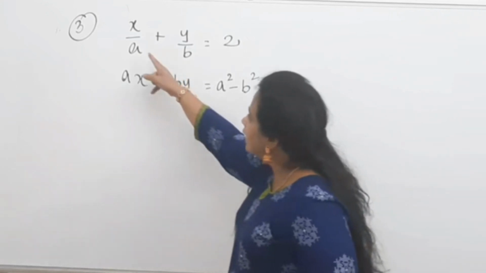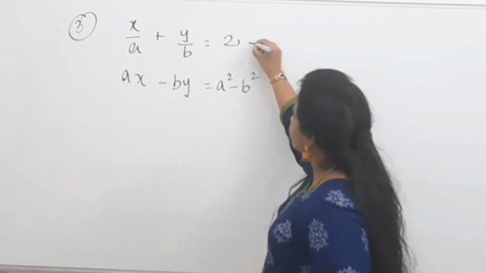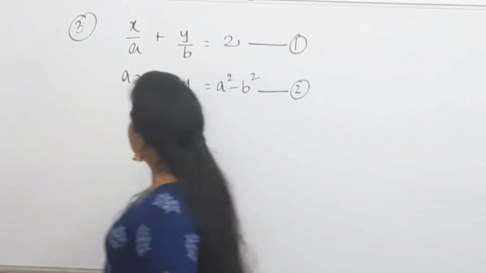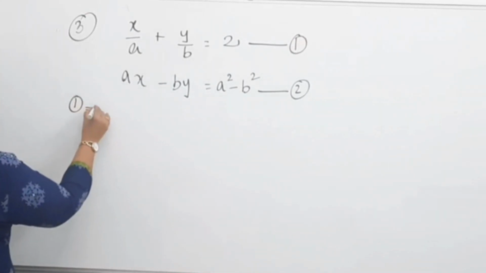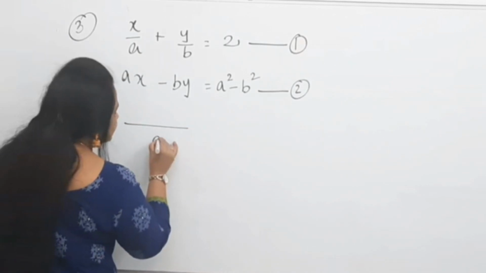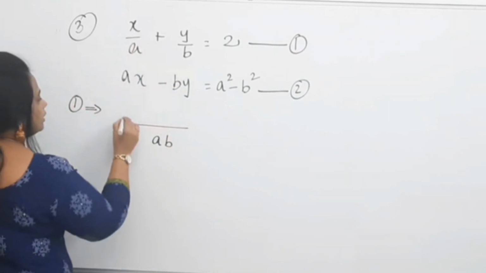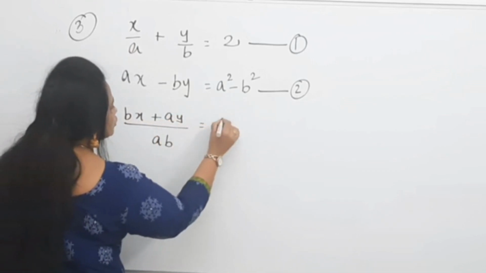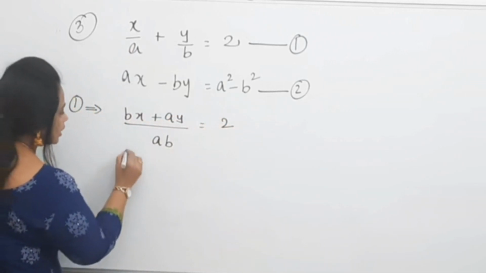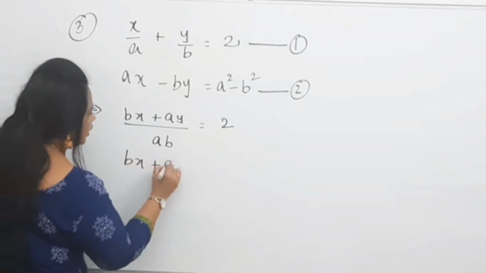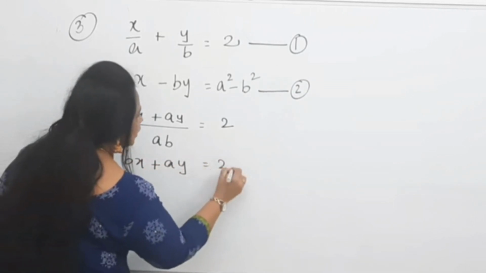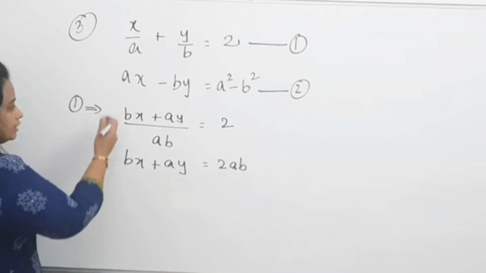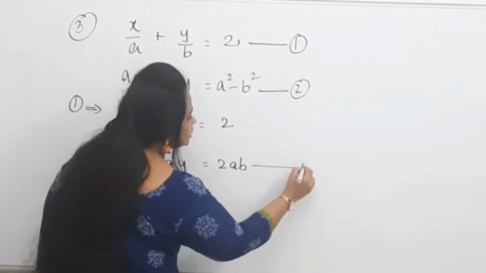So I'm going to take the LCM for the first equation. So let me name the equations 1 and 2. So the first equation implies my LCM is ab. So cross multiply, bx plus ay is equal to 2, that becomes bx plus ay is equal to 2ab. So this is my first equation right now. It is just simplified in this form.